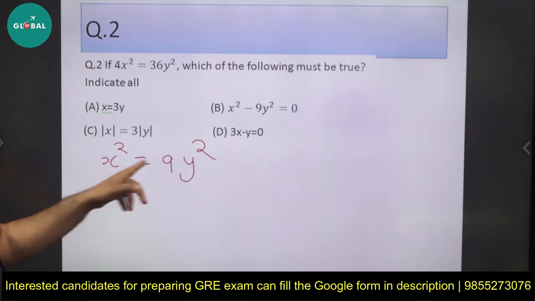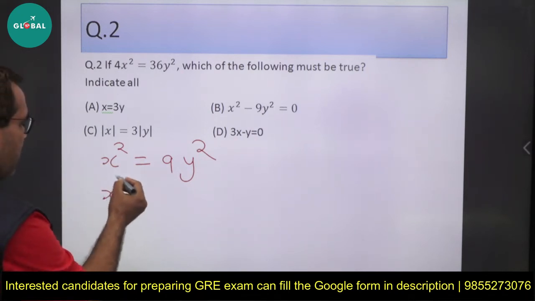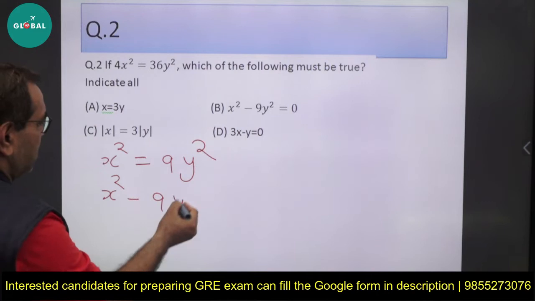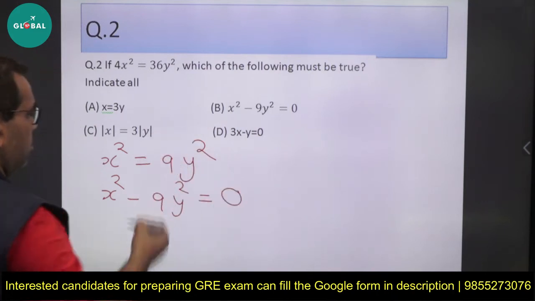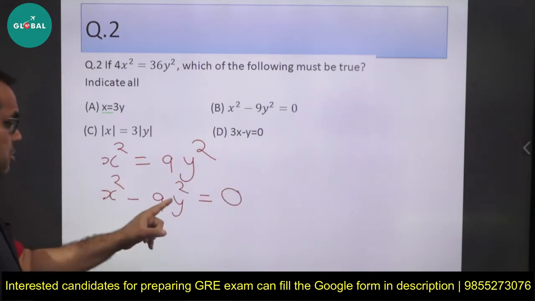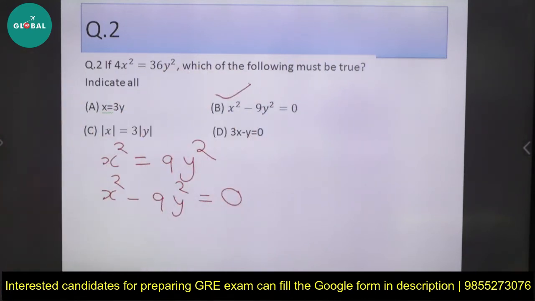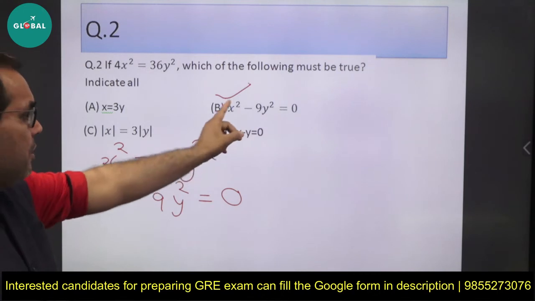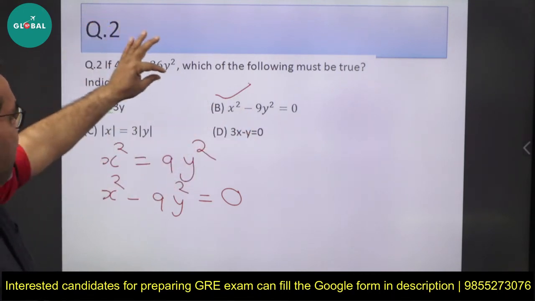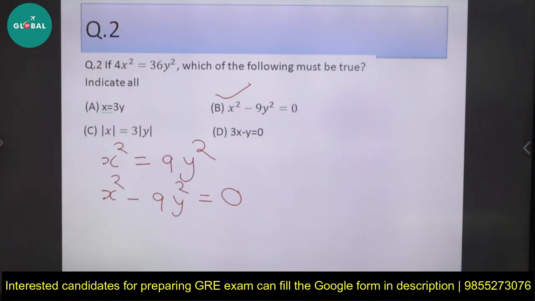Now this can be written as x square minus 9y square equal to 0. So for this to be true, this must be true. So B is one of the right answers. We must have this relationship. Without having this relationship, we cannot get this situation.